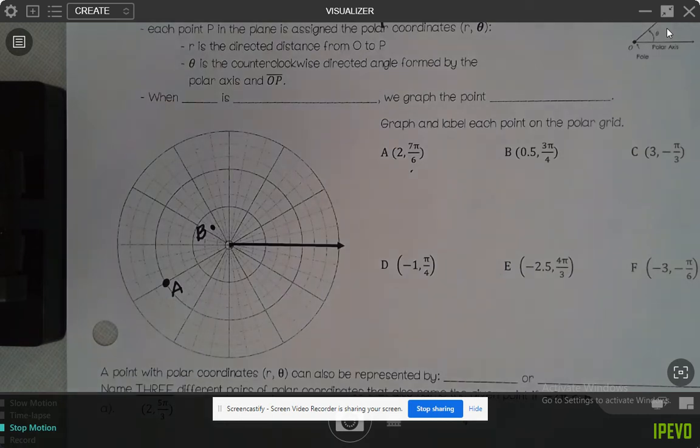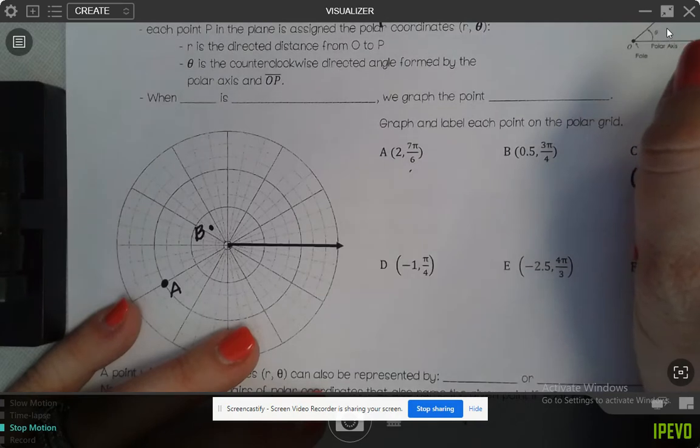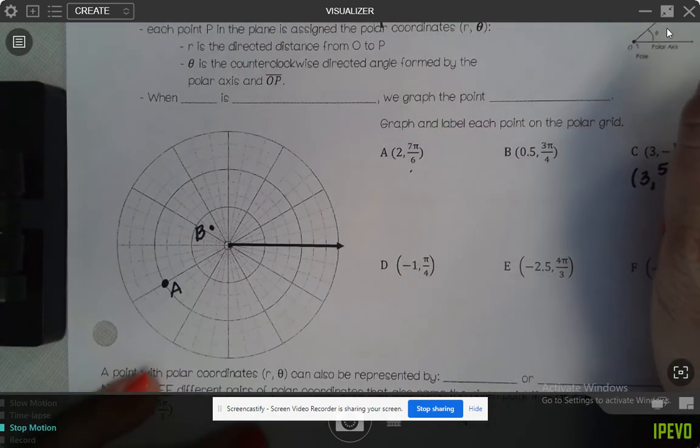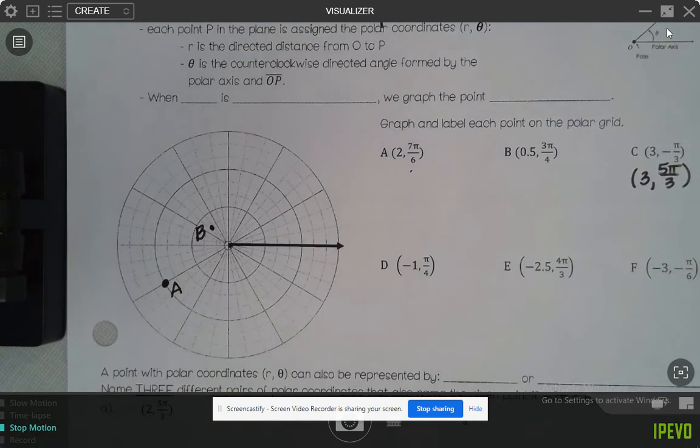C, what's the difference? What's negative? Your pi over 3. If your angle is negative, where does it belong? What would I do if I gave you a negative angle? You would add 2 pi, right? So this is the same as (3, what?). What's 2 pi in terms of thirds? 6 pi over 3, right? So this is the same as (3, 5 pi over 3). Agree or disagree?